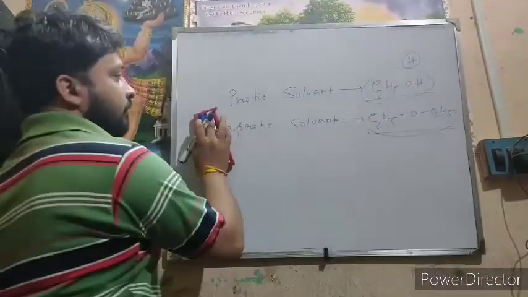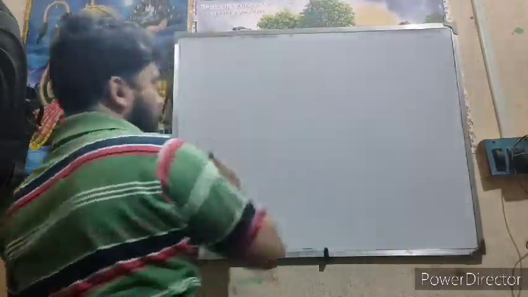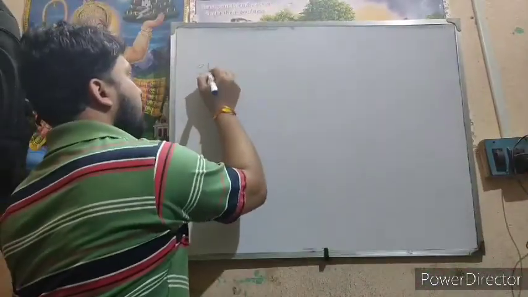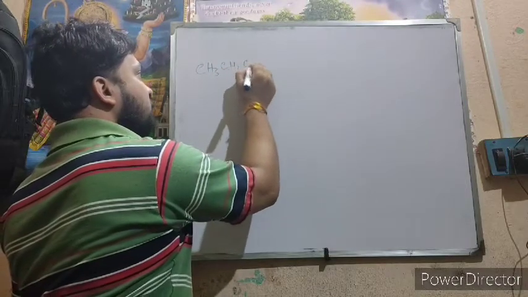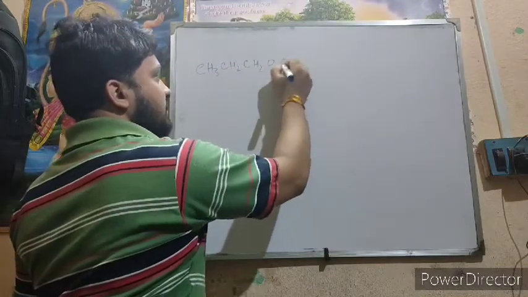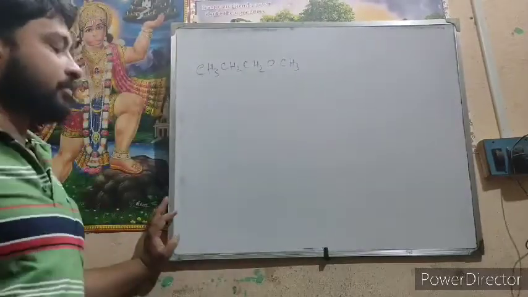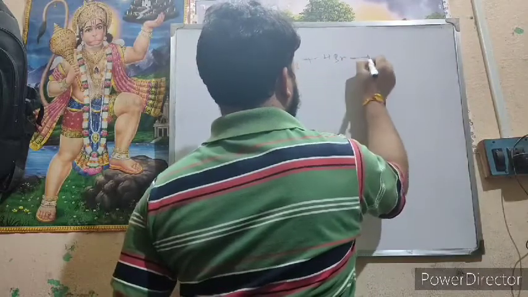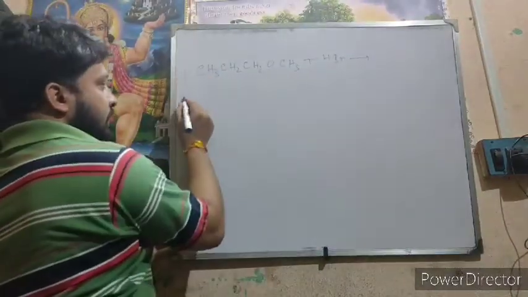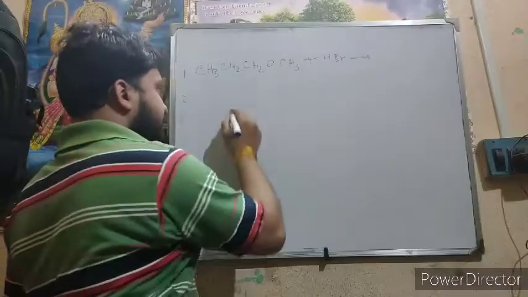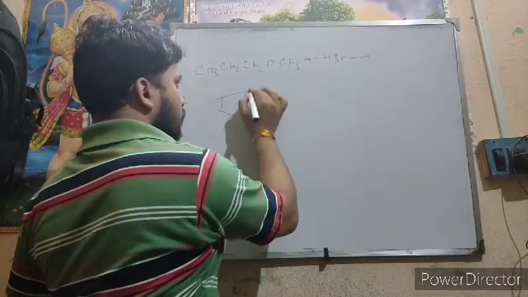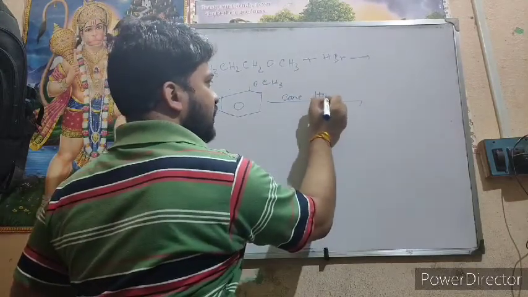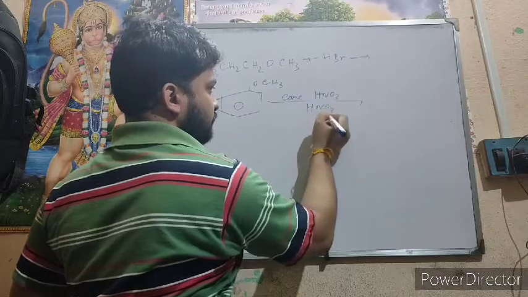Now I give you some reactions. One is CH3CH2CH2OCH3. It reacts with HBr. What will be the product? First problem. And the second one is, I give you OCH3. If you take concentrated HNO3 and H2SO4, what will be the product?